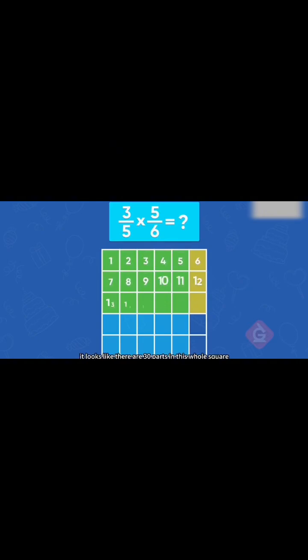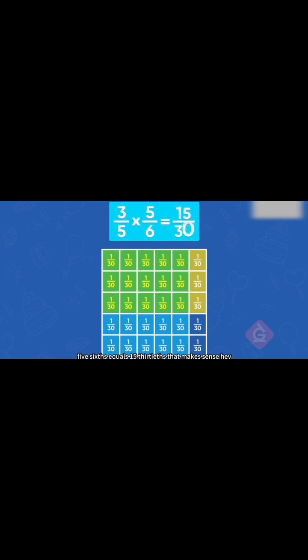It looks like there are 30 parts in this whole square, so each part is 1/30. And the green section has 15 of those parts. So it can be represented by the fraction 15/30. So 3/5 times 5/6 equals 15/30. That makes sense. Hey, I noticed that when we multiply the numerators, 3 times 5, you get 15. And when you multiply the denominators, 5 times 6, you get 30. Those are the same numbers in the answer, 15/30.